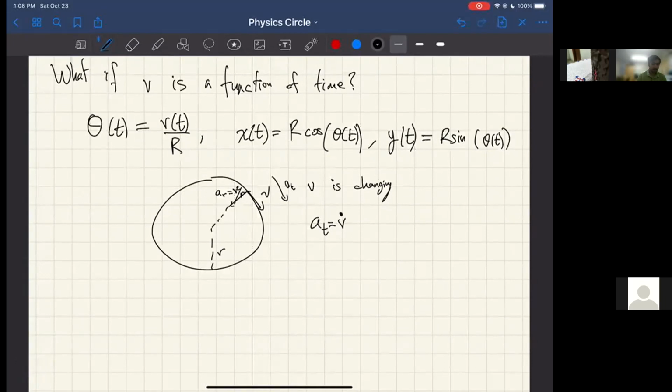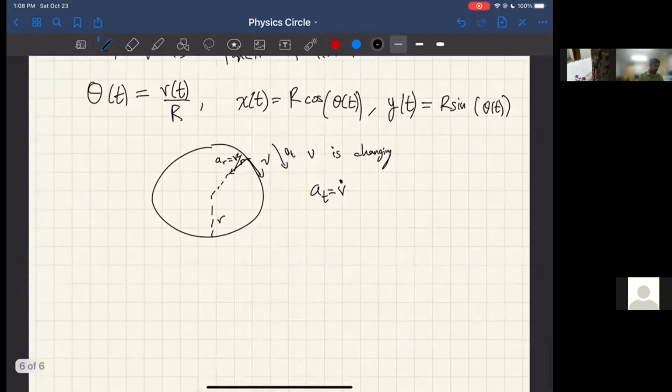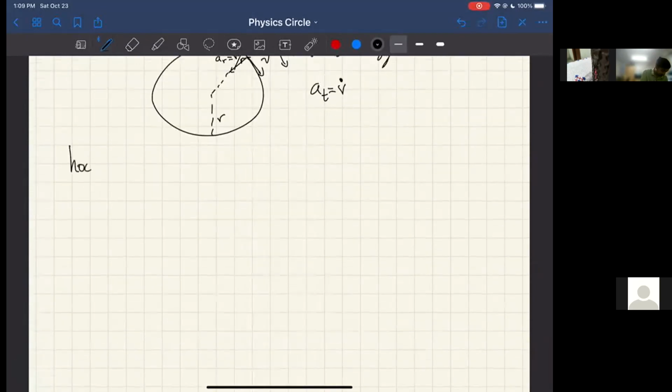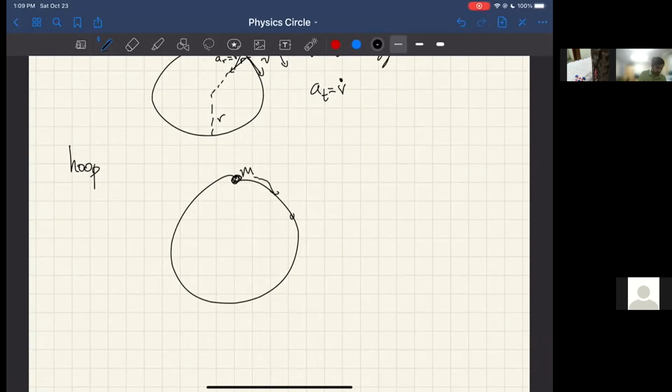And then finally, there's one more fact which is used in some problems, which is that if I have a circular hoop and I have a bead attached to the hoop, and the bead slides down due to gravity, and eventually it's set somewhere here, then the speed of the bead is just root 2gh. This is h. This is just by conservation of energy.